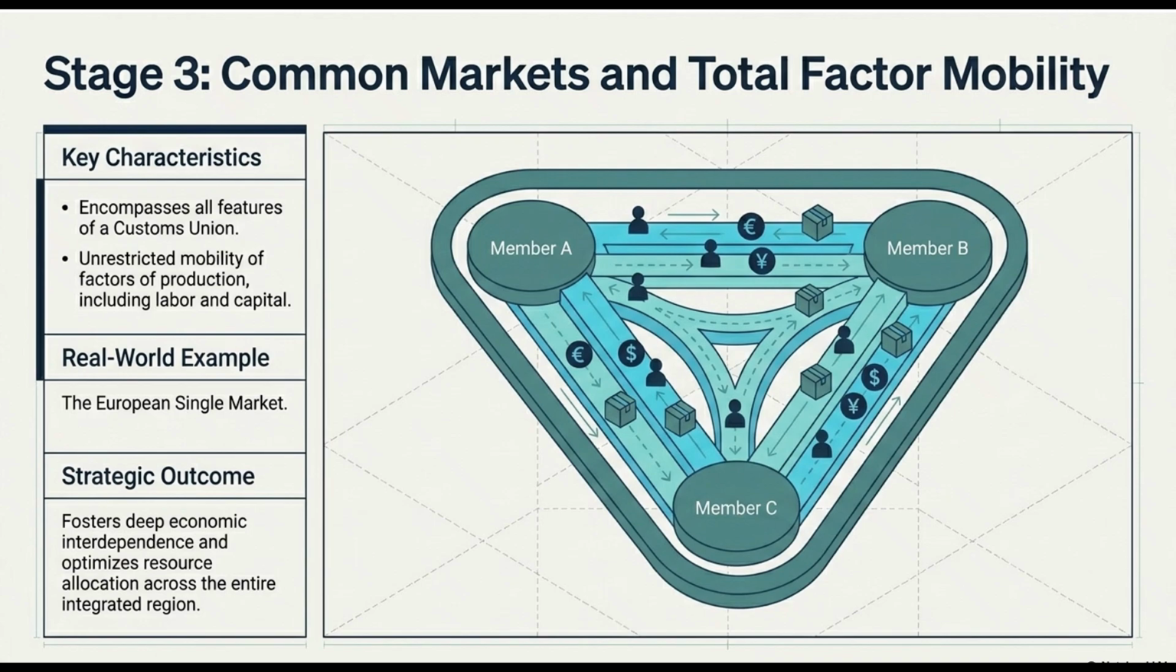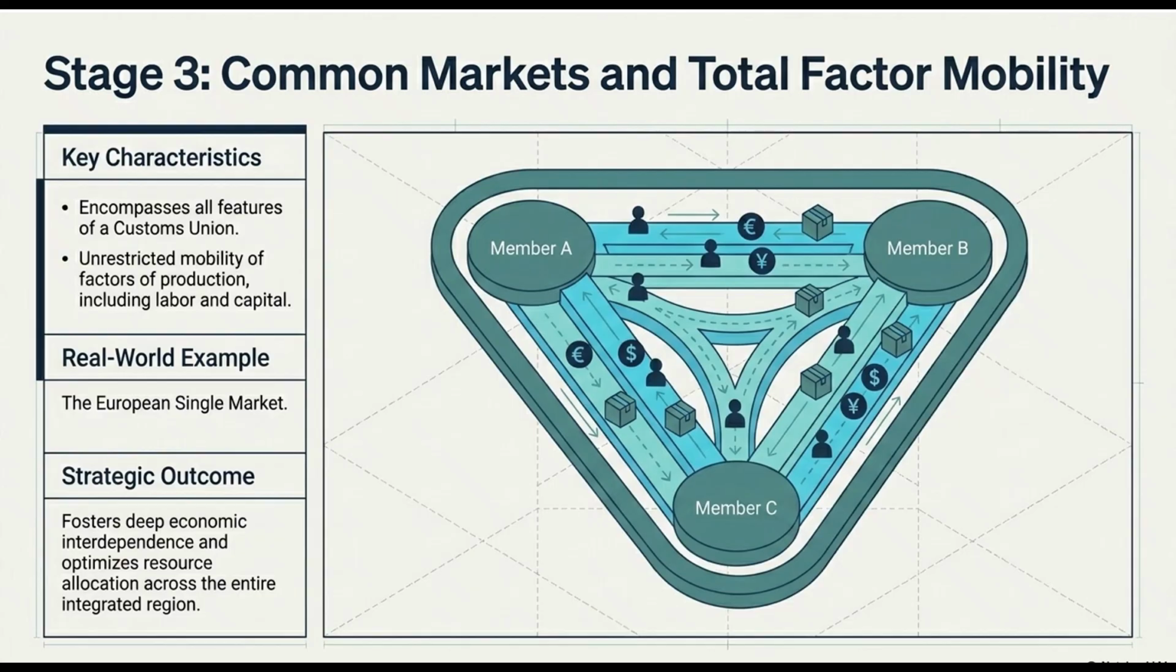Now let's see the common markets. So what is a common market? A common market goes beyond the trade in goods. It allows the free movement of labor, capital, services, and entrepreneurship across member countries. So workers can seek employment anywhere within the market. Businesses can invest without facing major restrictions. Financial capital moves to its most productive locations. So this improves resource allocation and increases productivity across the entire region.